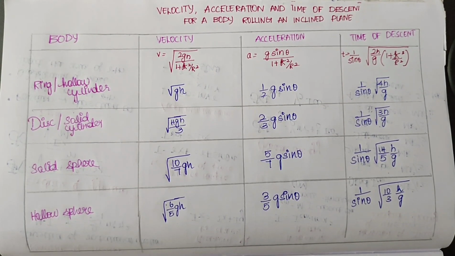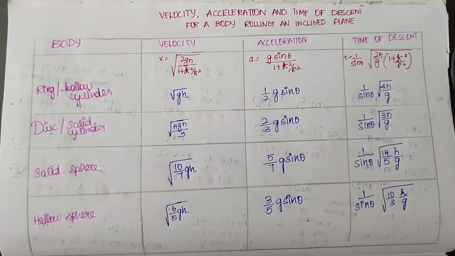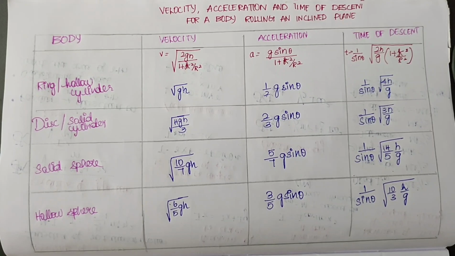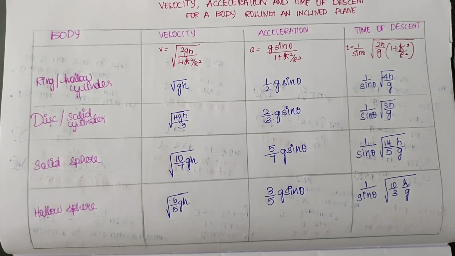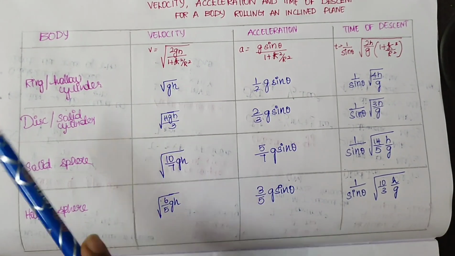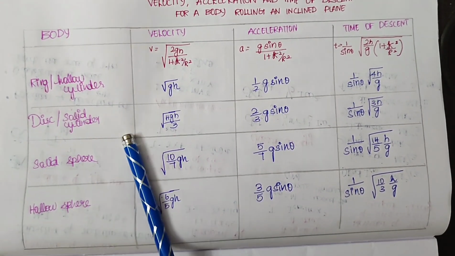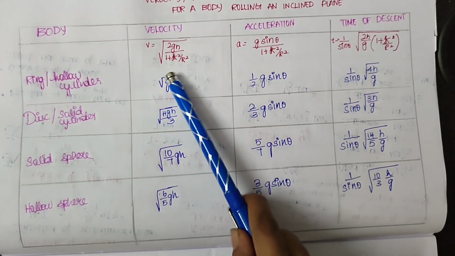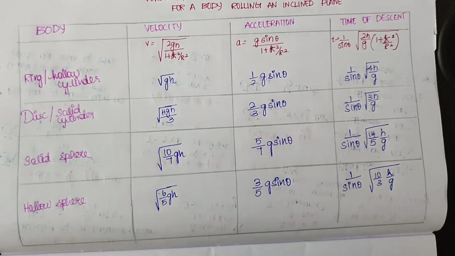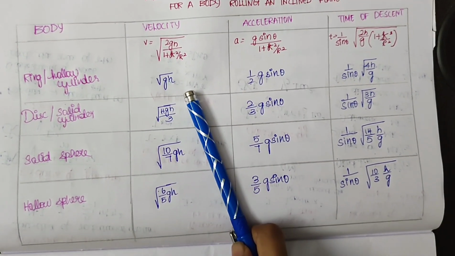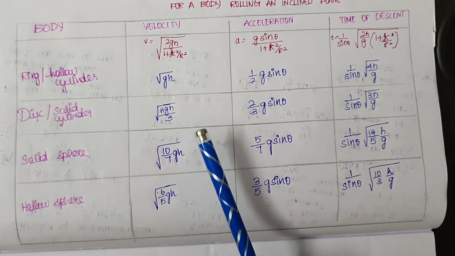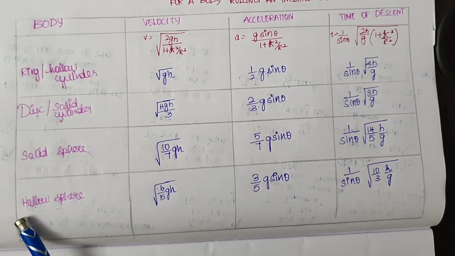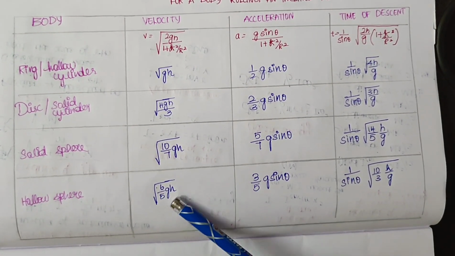So now we will be discussing the particular topic. Here I have given you the velocity, acceleration and time of descent for a body rolling on an inclined plane, but the bodies will be different, right? I have discussed the ring or hollow cylinder, disc and solid cylinder, solid sphere and hollow sphere. The general formula for the velocity is root of 2gh by (1 plus k square by r square). In case of ring, it is root gh. In case of disc, it is root of 4gh by 3. In case of solid sphere, it is root of 10 by 7 gh. In case of hollow sphere, it is root of 6 by 5 gh.